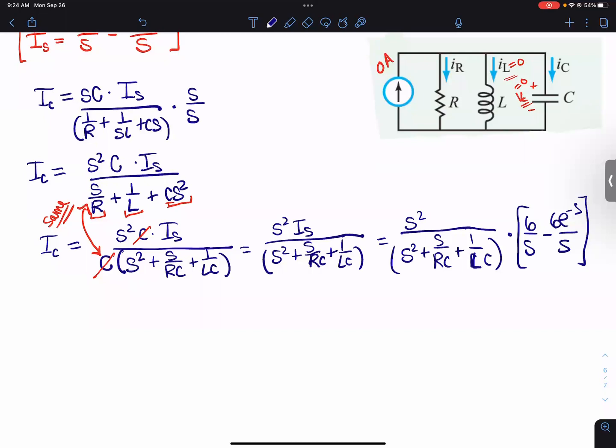So we are out of time for today. So use this as an exercise to try to solve this. And next time we'll go through the rest of this. Okay.